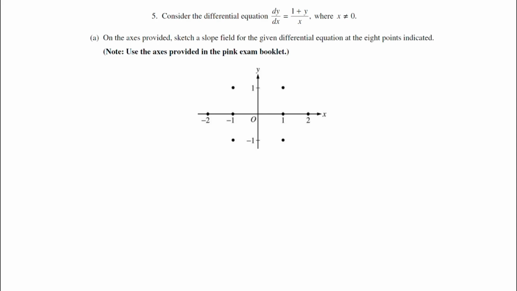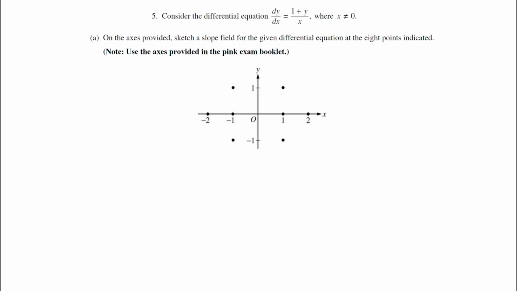All right, this is question number 5 from the 2006 AP Calculus AB exam. This is a differential equation FRQ. We've been provided with the separable differential equation dy dx equals 1 plus y over x, where x does not equal 0. And they just ask us first in part A to sketch the slope field of this at the 8 indicated points.